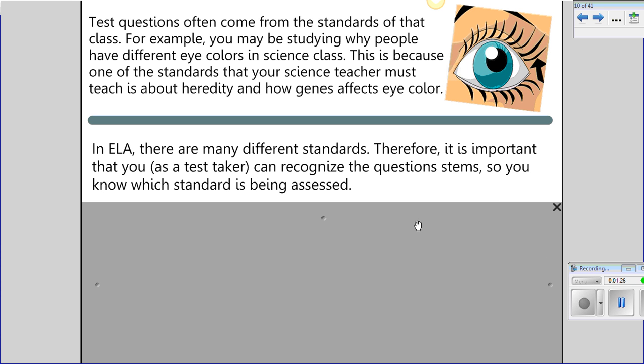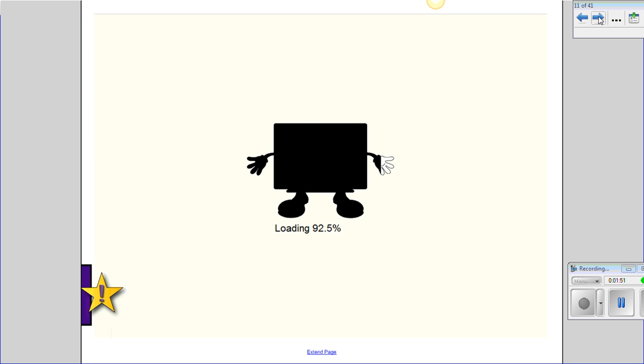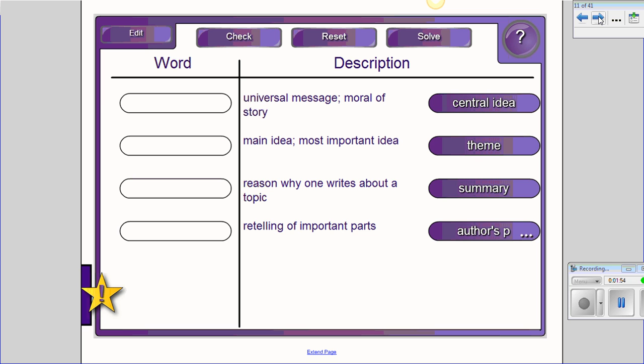So in ELA, there are many different standards. Therefore, it is important that you, as a test taker, can recognize the question stems so you know which standard is being assessed. For this lesson, we're going to start with these standards: theme, central idea, summary, and author's purpose. What I would like for you to do now is to match the standard with the definition. Please go ahead and pause the video. Restart the video once you have matched these.